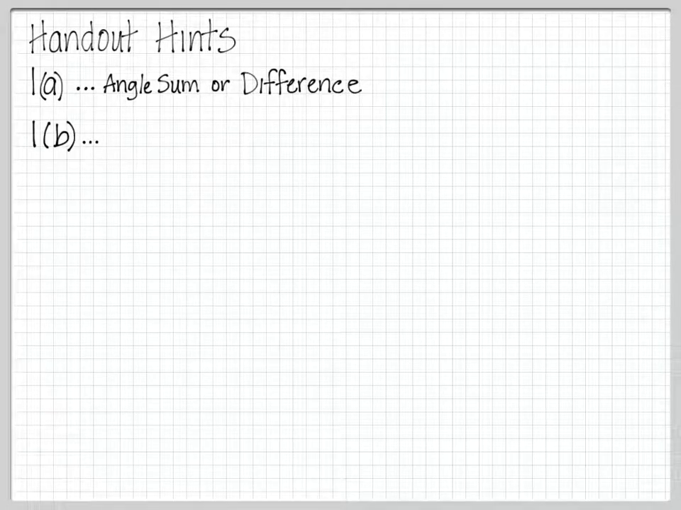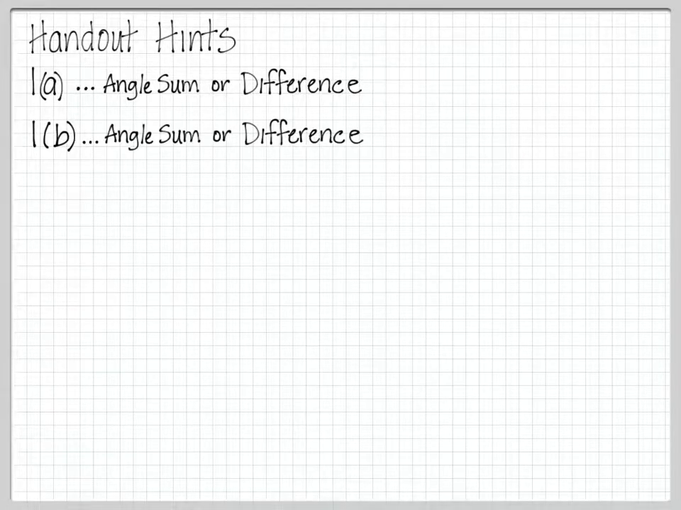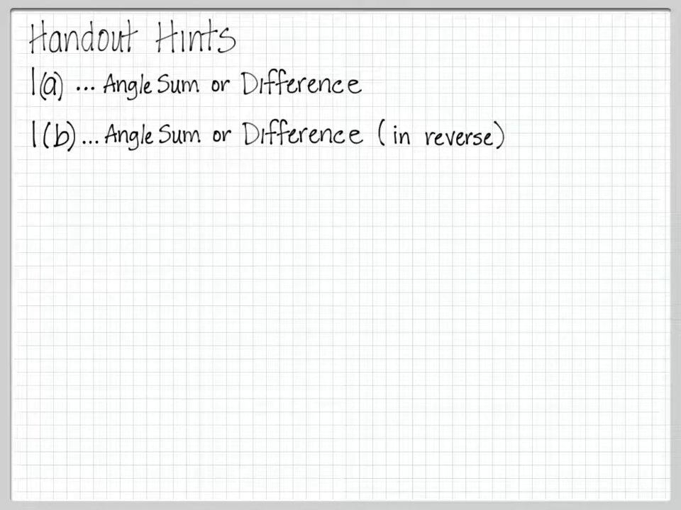For 1B, this is angle sum or difference. It's just that it is in reverse. So it's written out in the angle difference formula. So for sine, put it back into what it is, and then find out what, and you'll be surprised at what you got.